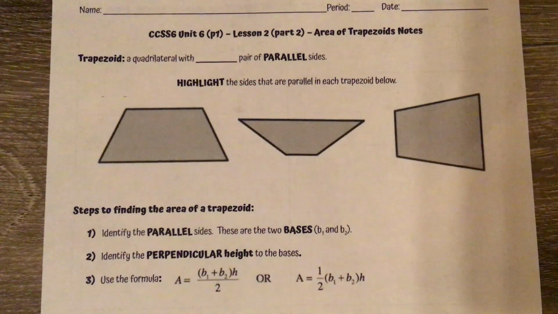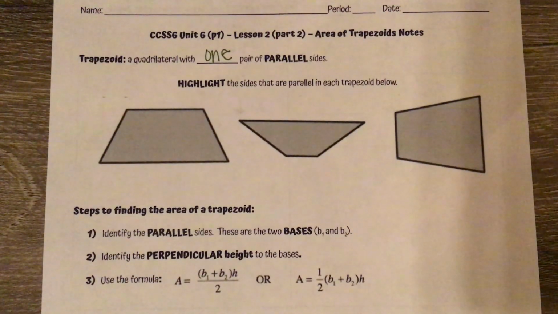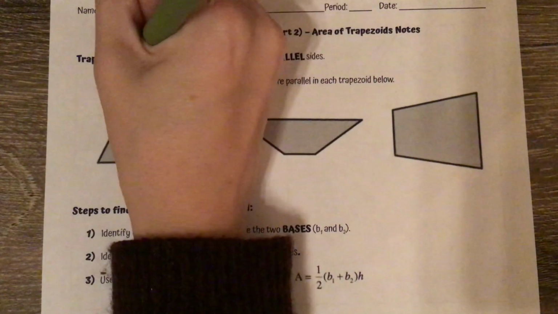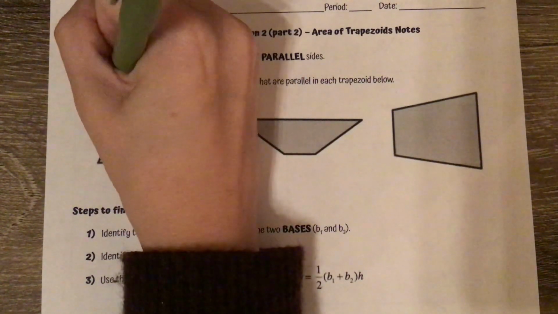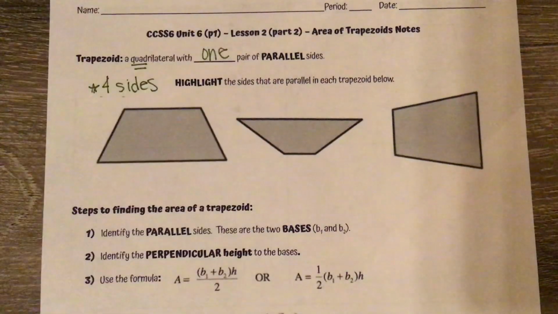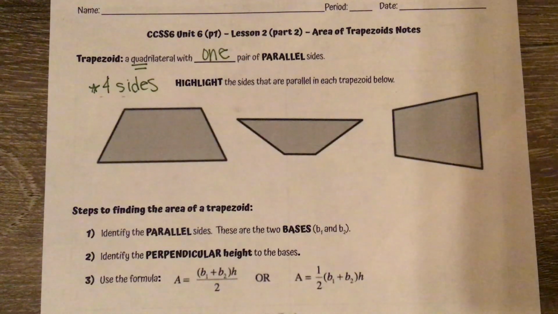This lesson for geometry is focused on the area of trapezoids. So a trapezoid is a quadrilateral with one pair of parallel sides. So again, remembering quad from quadrilateral means four sides. One thing to note is you're going to have to be able to tell the difference between a parallelogram and a trapezoid because they both have four sides.